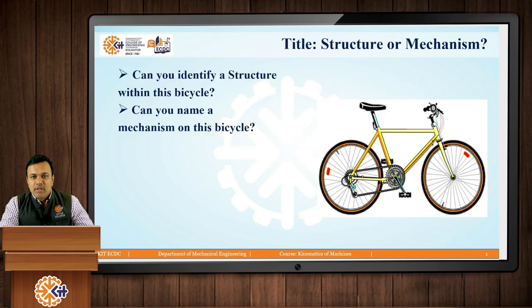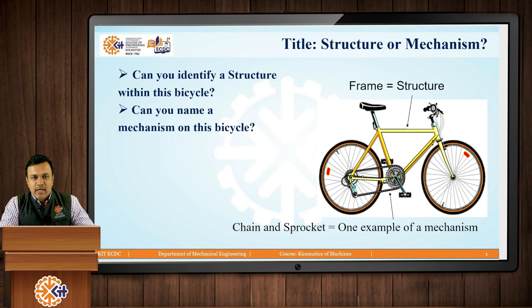So, as you can see onto the PowerPoint presentation, can you identify a structure within this bicycle? You can pause the video and you can see whether you are able to identify structure of that bicycle. Also, can you name a mechanism on this bicycle? What is the mechanism which is used for building the bicycle? So, you can see here the frame of the bicycle is structure, and the chain and sprocket which is used to drive the rear wheel of your bicycle is one of the example of a mechanism.